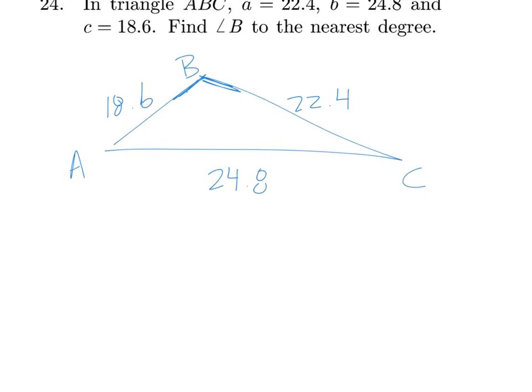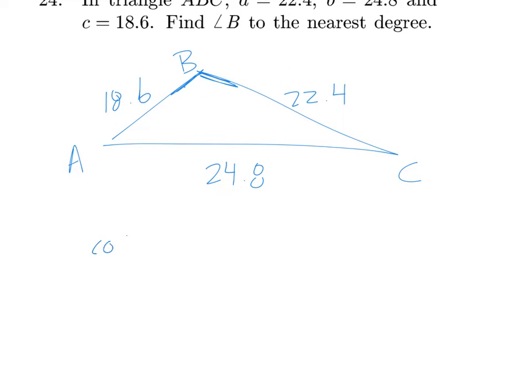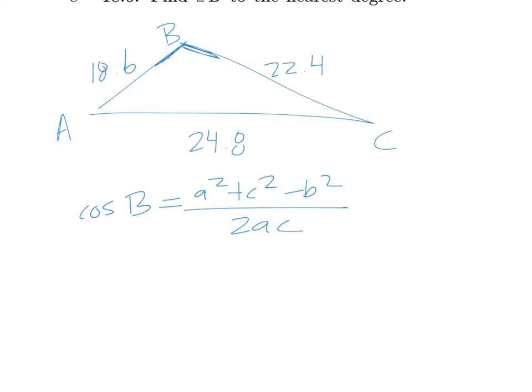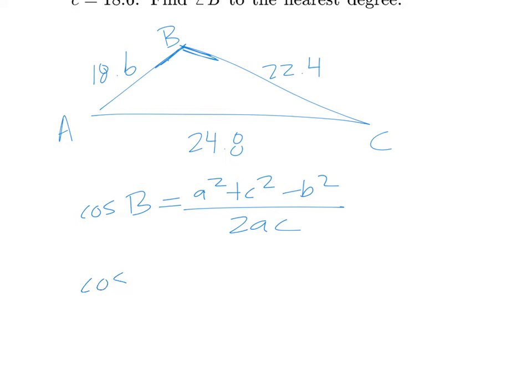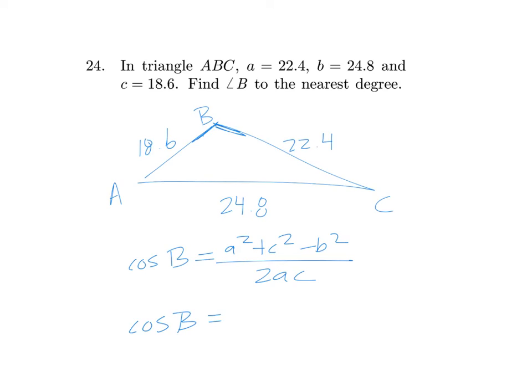All right, so this time I'm going to be using the alternate form of the law of cosines. So it's going to be cosine of angle B is equal to A squared plus C squared minus B squared all over 2AC. All right, just be careful plugging in the numbers. So A, I should have labeled this better. B is that, and C is that.